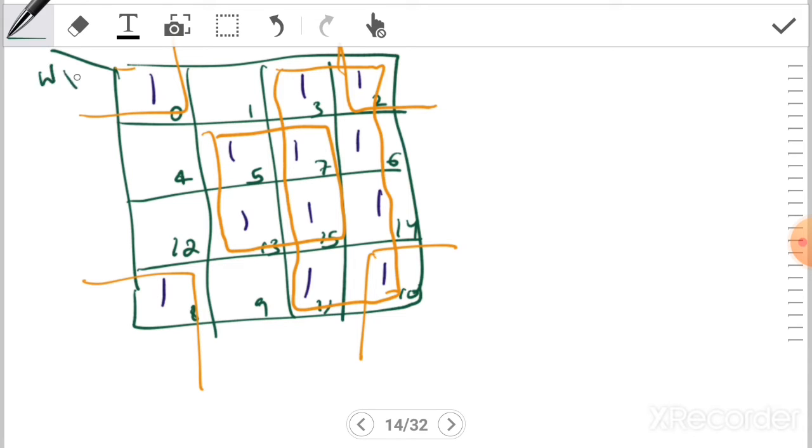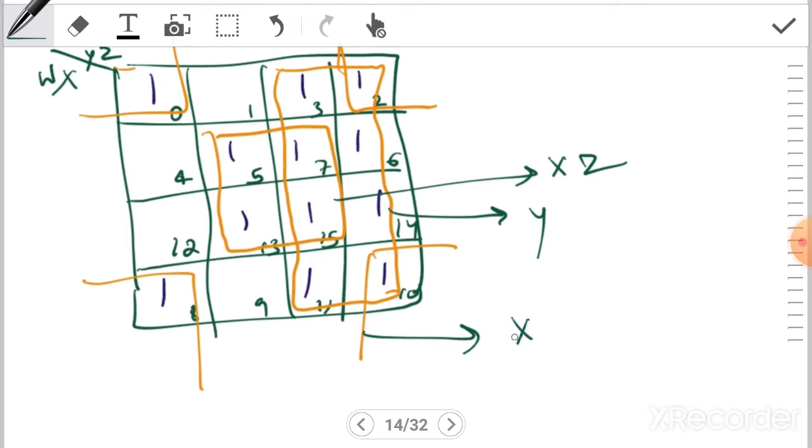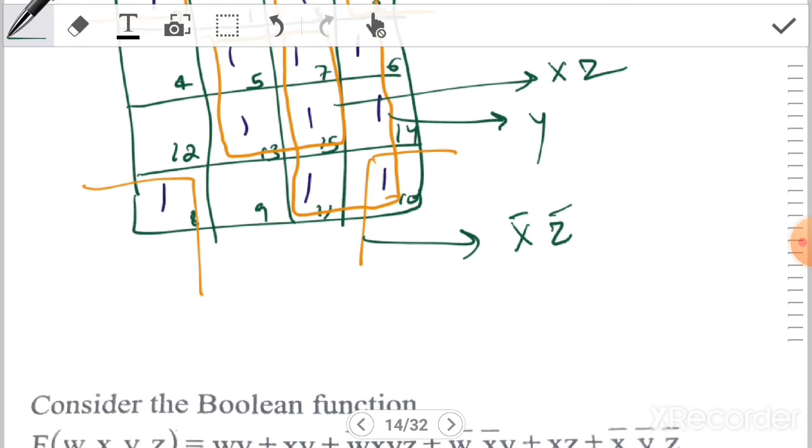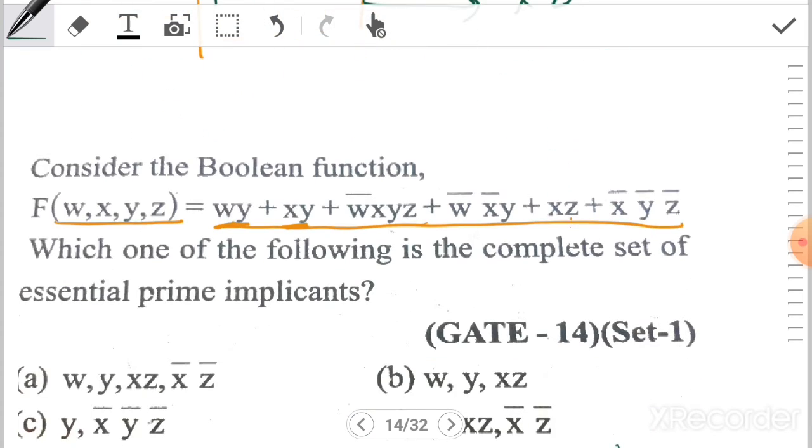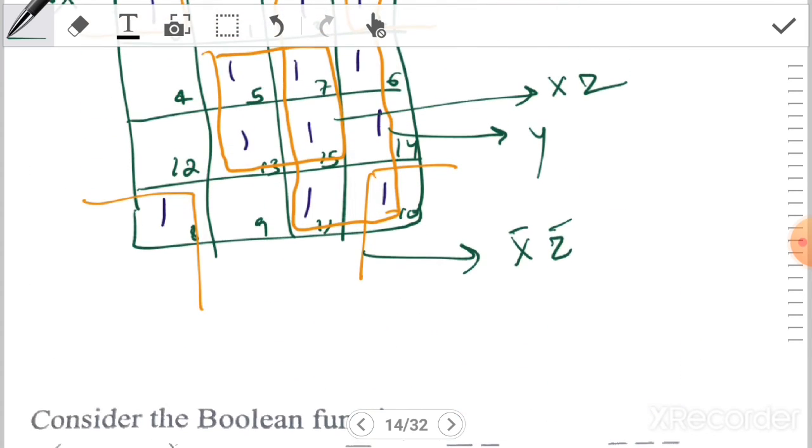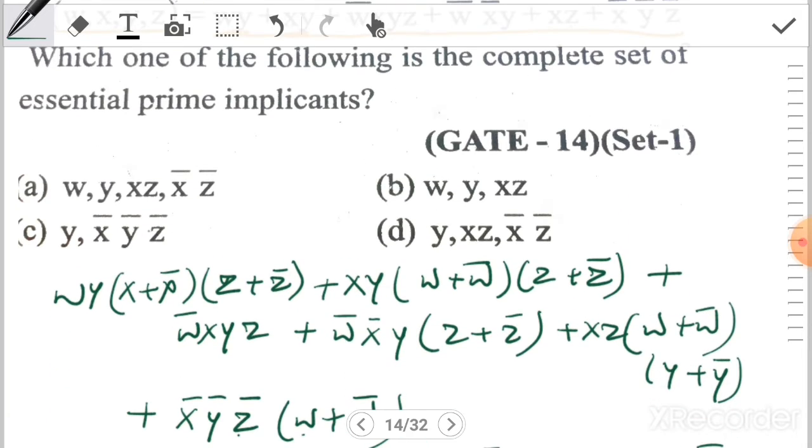So let's say this is Wx, this is Yz. So this group will give us, from this group we have Xz. From this group of 8 we have only Y, and from this group we have X complement, Z complement. So essential prime implicants are Y, Xz, X complement, Z complement. That is D. Right?